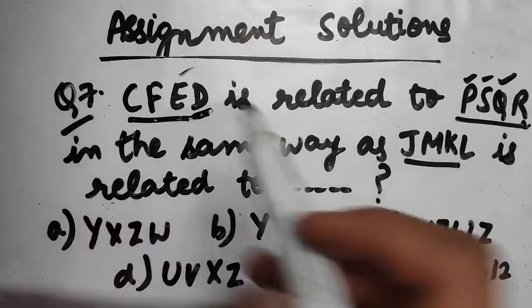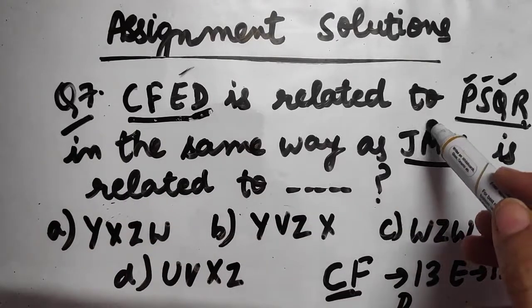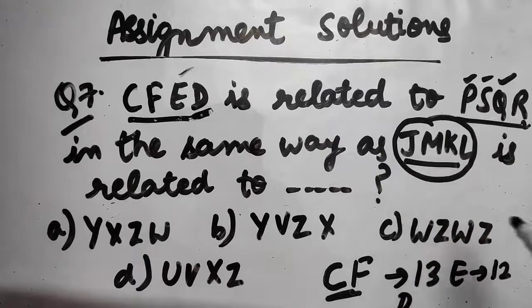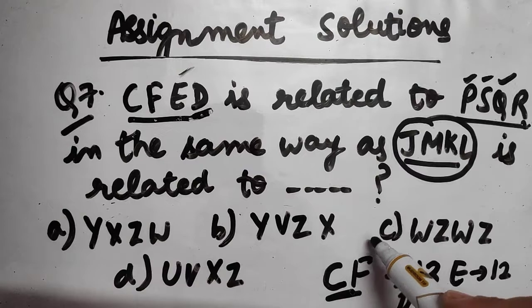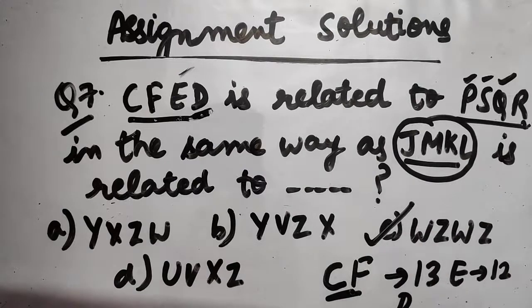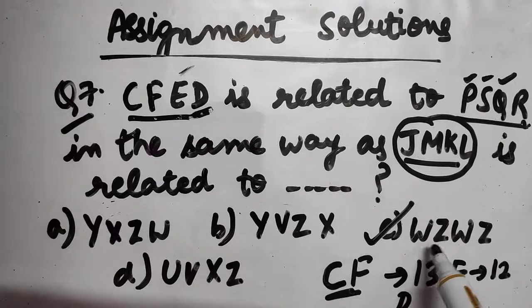So for this question, the same relationship that we have discussed in these two groups is satisfied by option C. So for question number 7, the answer is C, that is WZ.